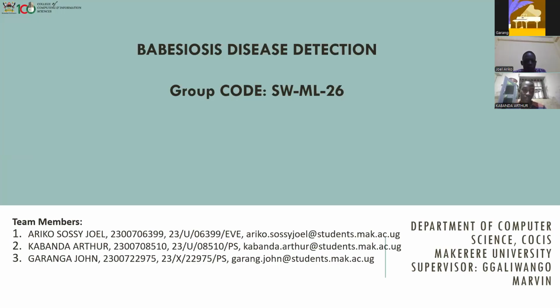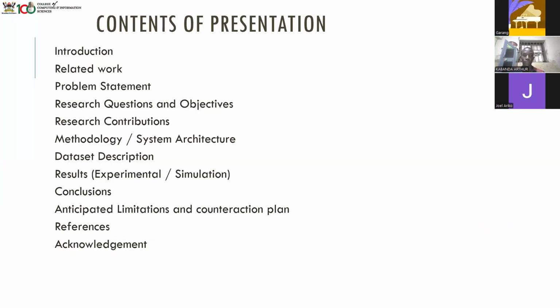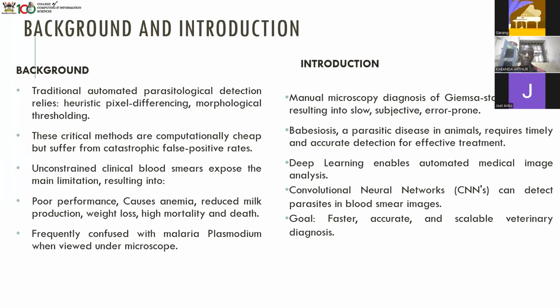This is Group SW-ML-26, and we are presenting our project about Babesiosis detection in cattle or in animals. These are my team members: Ariko Joel, Kamandatha, and Ngarang John. Here's the quantitative table that we're going to talk about in our presentation. I will start with the background and then the introduction.